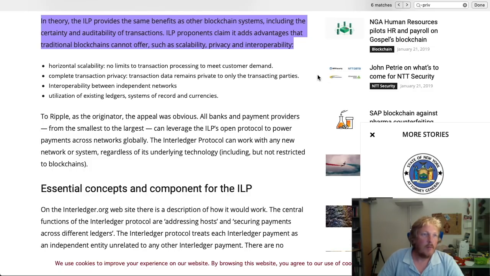And then I stumbled across a nice quote in an article. I will put the link into the video description as well. "In theory, ILP provides the same benefits as other blockchain systems, including the certainty and auditability of transactions. ILP proponents claim it adds advantages that traditional blockchains cannot offer, such as scalability, privacy, and interoperability." Interoperability basically means anything can be converted to anything.